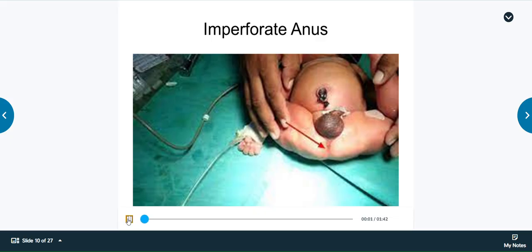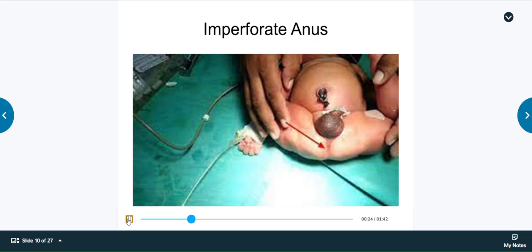Next, we have imperforate anus, and so this is going to be incomplete or complete absence of the anus. So signs and symptoms, these infants fail to pass meconium stool after birth. So usually if an infant fails to pass meconium, we think it's one of two things, and we either think it's an imperforate anus or Hirschsprung's disease.